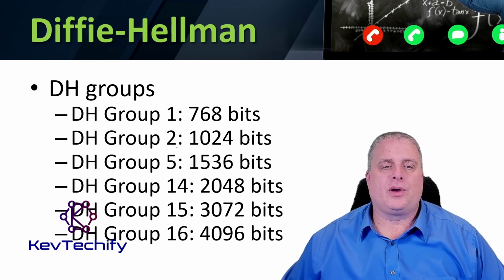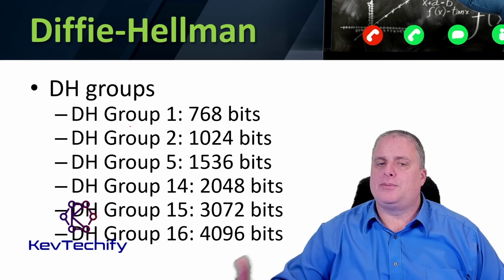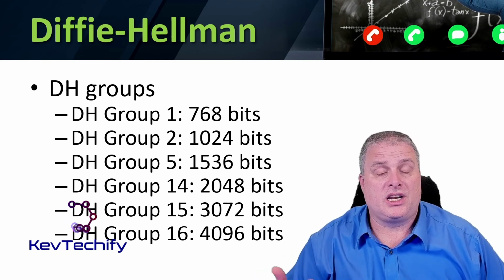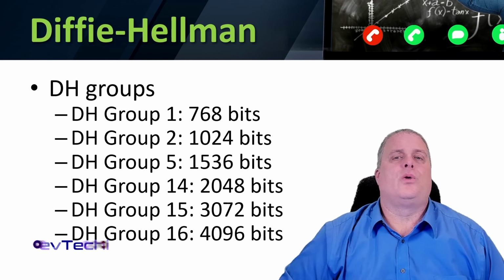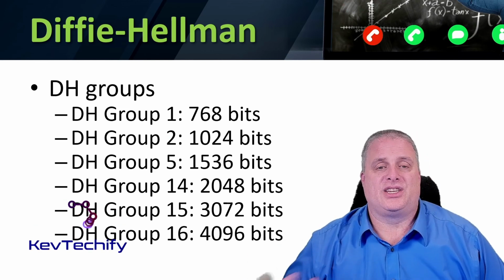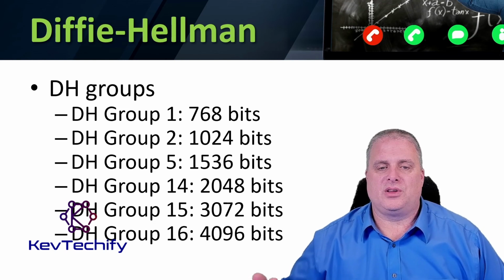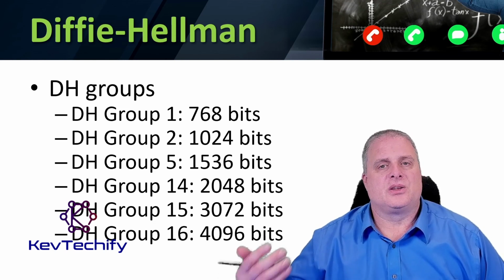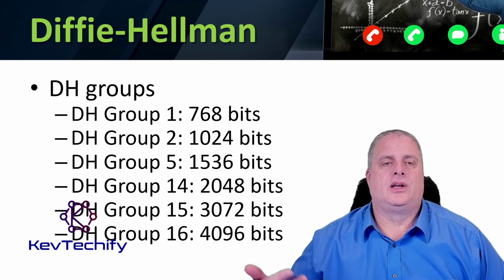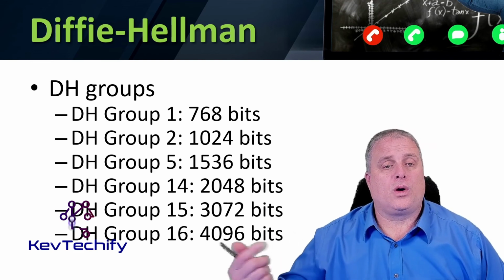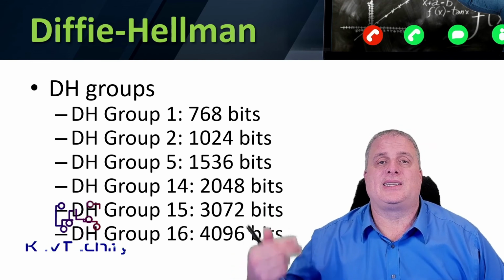Yes, there's a group 3 and 4 in there, but it didn't provide any advance in security, so there was no need to support it. Cisco chose not to support those. Same thing with 6 through 13. They didn't really provide any advances, so Cisco decided not to support those. So once again, the Diffie-Hellman groups are 1, 2, 5, 14, 15, and 16.